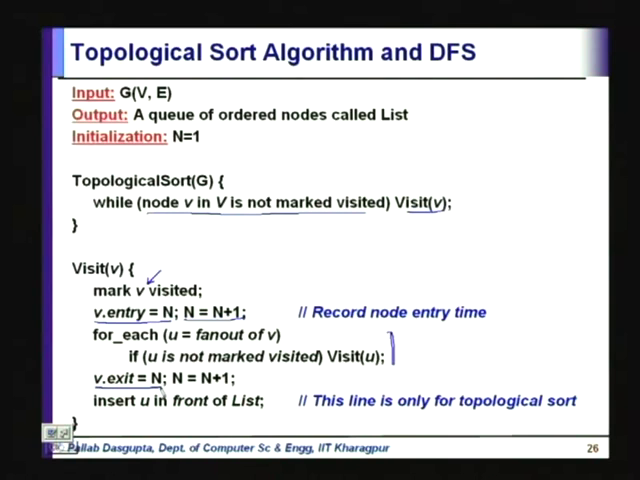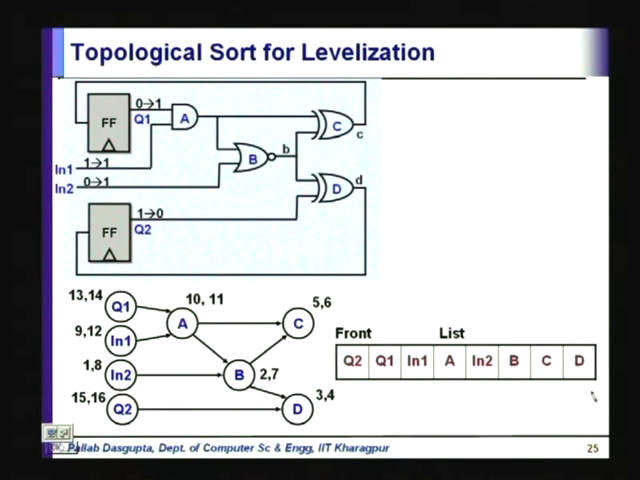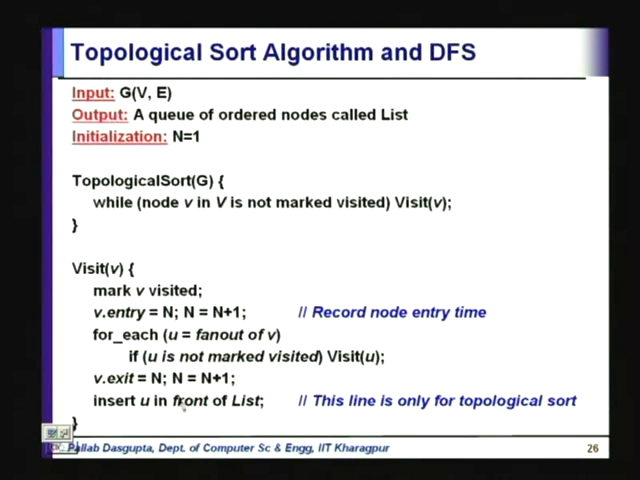So, you put V dot exit equal to n. Remember that n is a global variable. So, the value of n here and the value of n here are different, because this recursive call may have updated n several times. So, this can be a larger value of n, and then you do again n equal to n plus 1, and you insert V in front of list, because you remember that we are going to order them in terms of their exit values, and so we just add this in the front of the list, right.